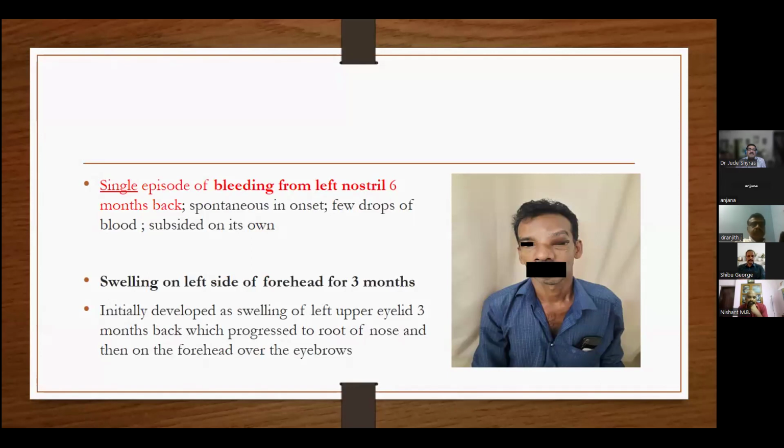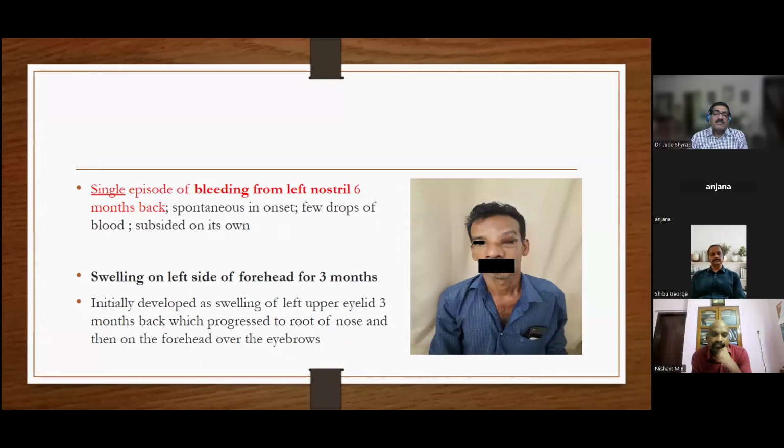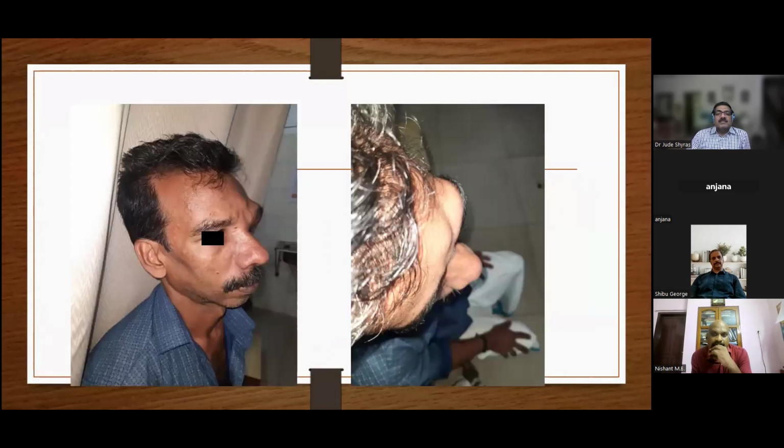He also developed a swelling on the left side of the forehead for the past 3 months, which initially developed as a swelling of the left upper eyelid 3 months back, which progressed to the root of the nose and then to the forehead over the eyebrows. So this was the swelling.